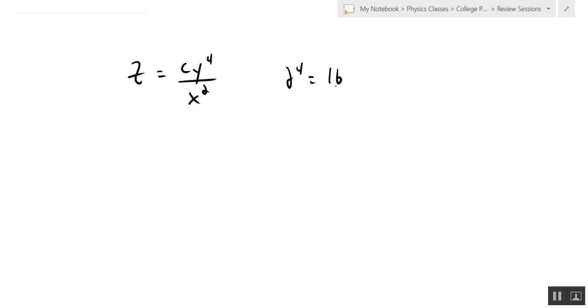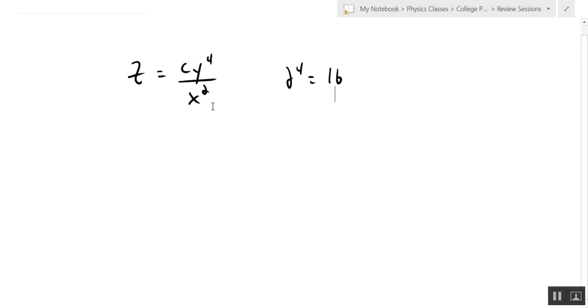So if y makes z go up by 16, we need to change x so that whatever we do to x, it makes z go down by 16, right? Because if one makes z go up by 16, and the other makes z go down by 16, then they cancel out, and z is the same, right? It's essentially multiplying by 16 over 16, which is 1.